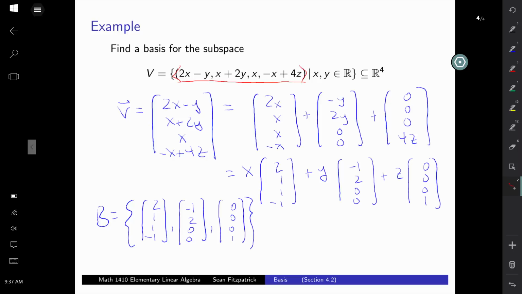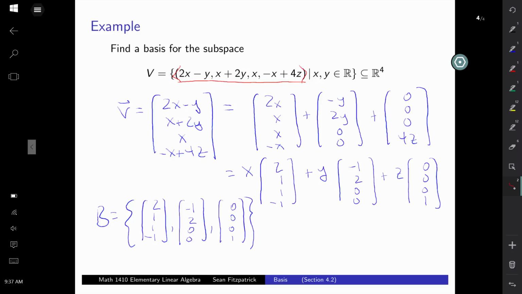And so the three of them together have to be independent, because the first one is not in the span of the second and the third, and the second and third themselves are independent, so the three of them together give you an independent set. So then we know that that's a basis.